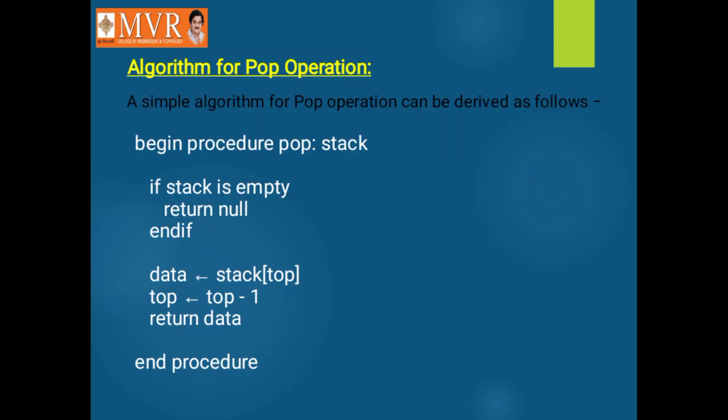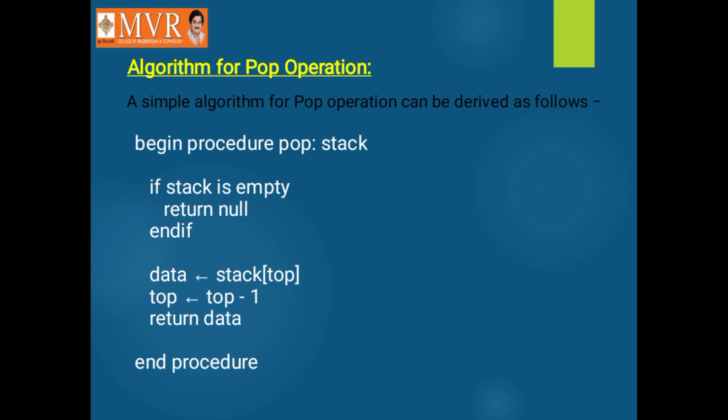Next, algorithm for pop operation. A simple algorithm for pop operation. As I have explained earlier, this operation is used to delete an item from a stack. So first, if stack is empty, return null. That is, first I check if the stack is empty. If the stack is empty, I return back since I cannot delete any item.